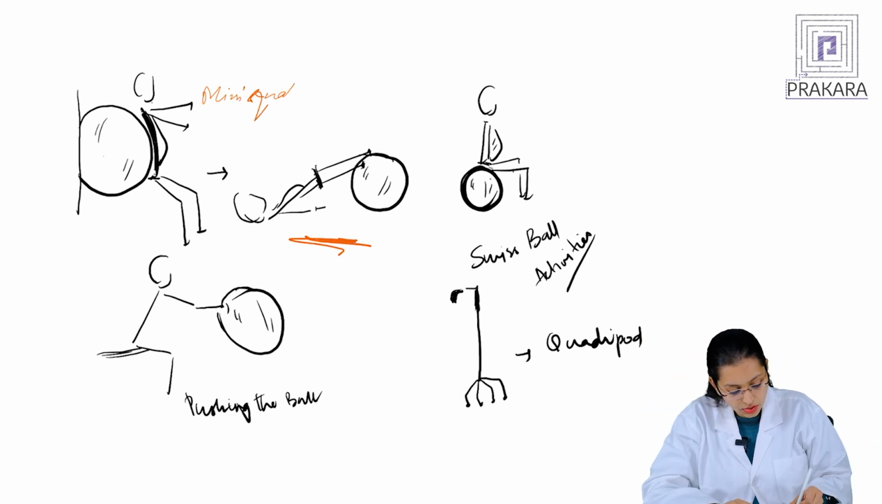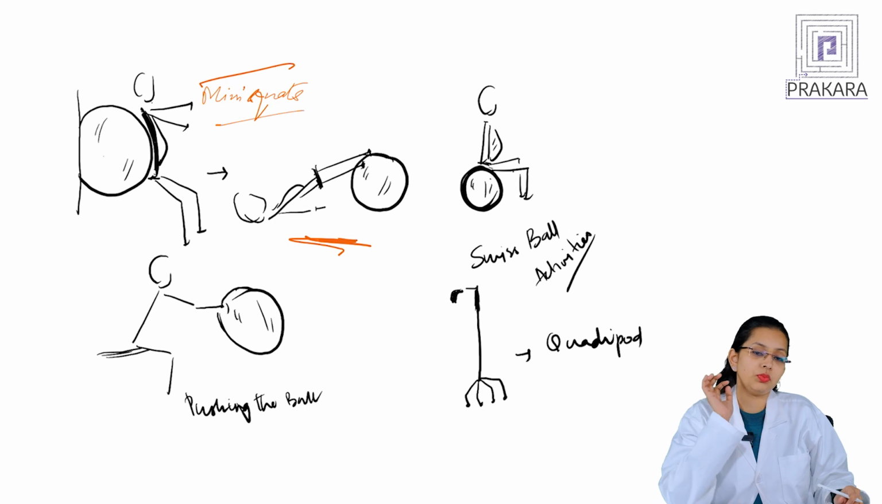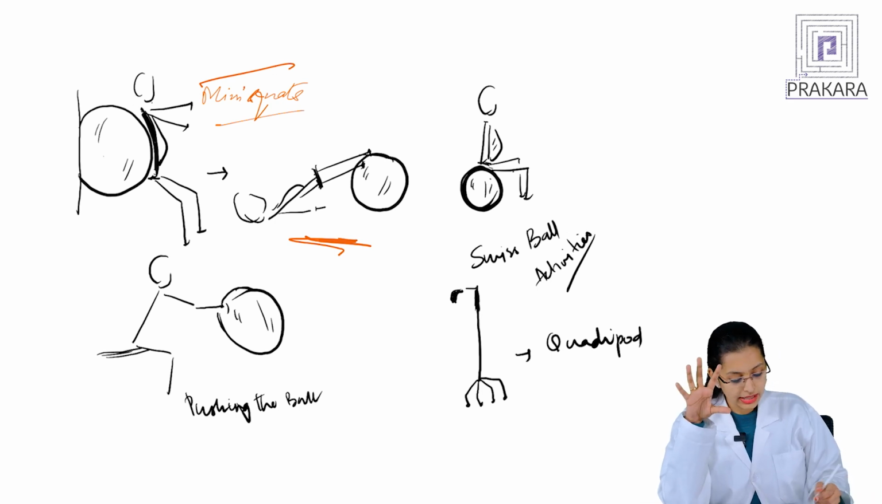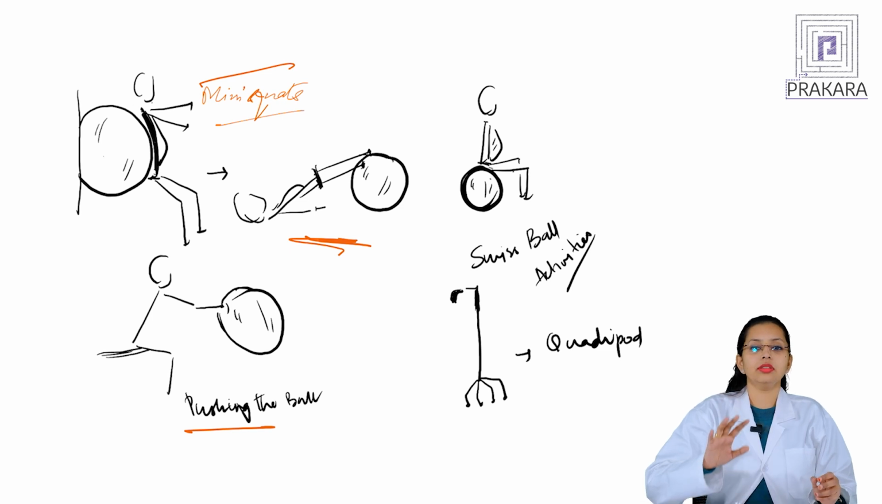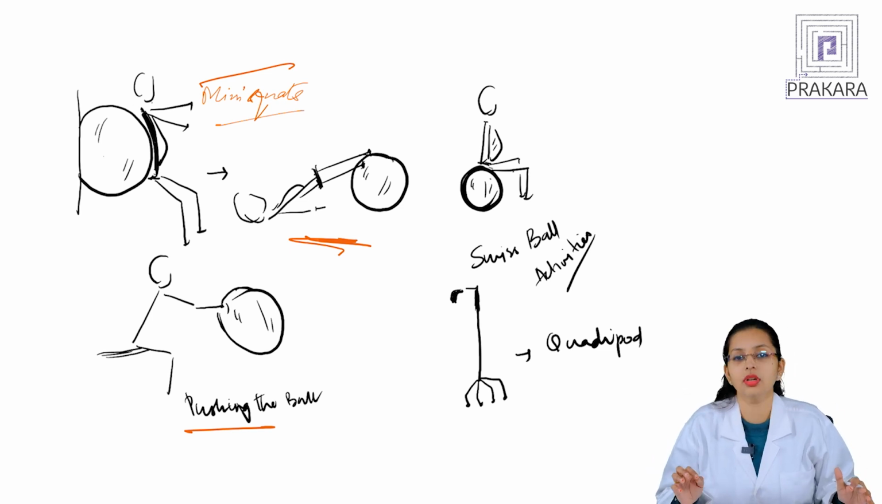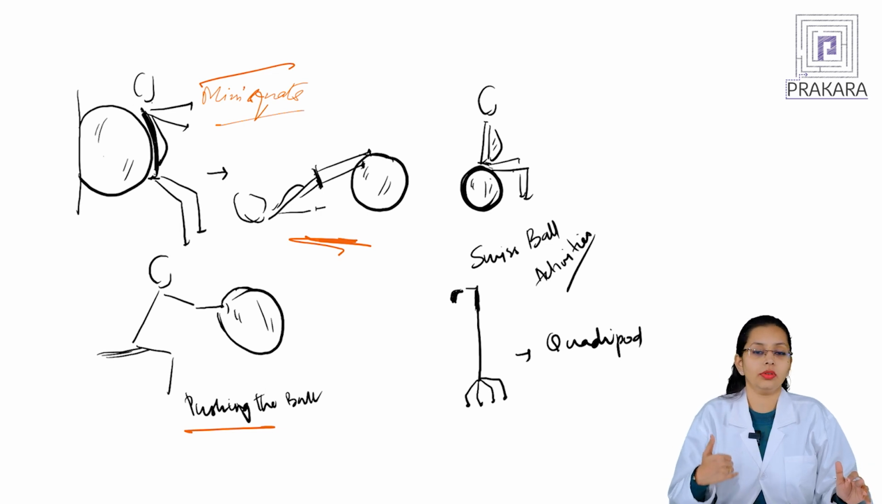You have your mini squats with the assistance of the Swiss ball, wherein around 5 to 10 degree mini squats are enough. And pushing the ball, because the push and pull activities or the bilateral hand activities are very important for breaking the synergy pattern on the affected side.